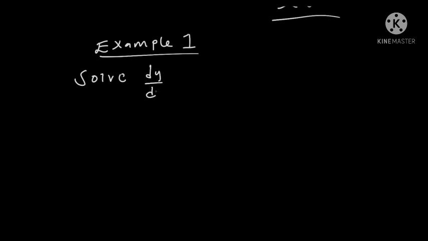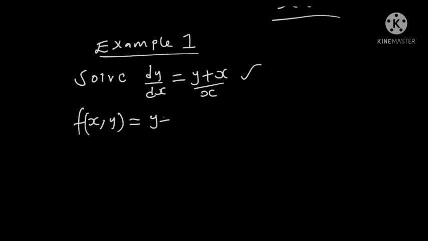Now, let's solve some homogeneous equations. Example 1. Solve dy over dx equals y plus x over x. Now, first of all, we need to show that this equation is homogeneous. Our f of x, y is given by y plus x over x.